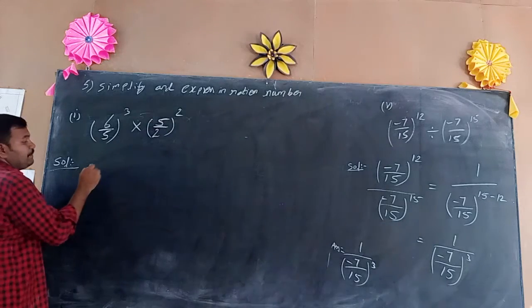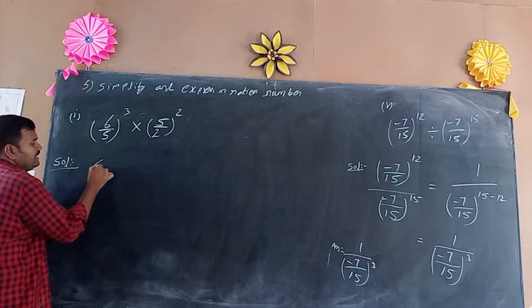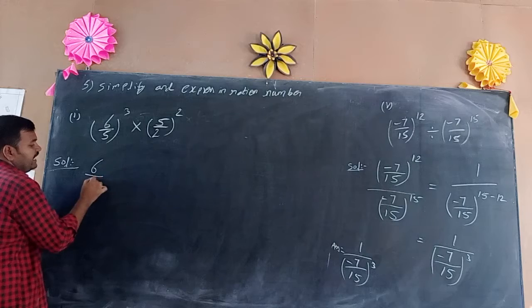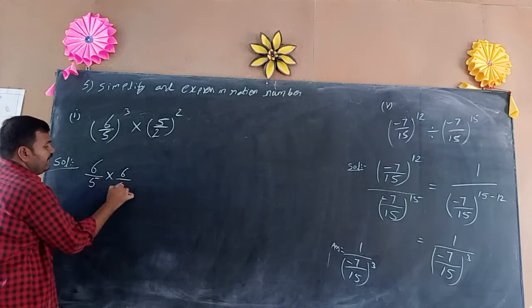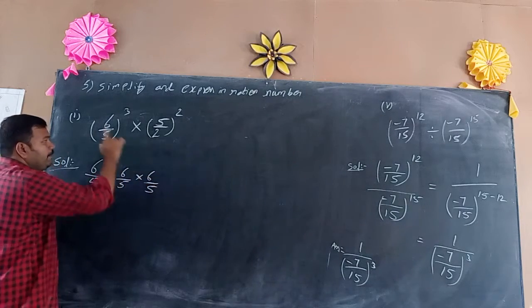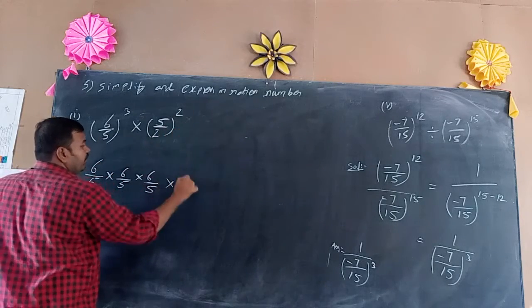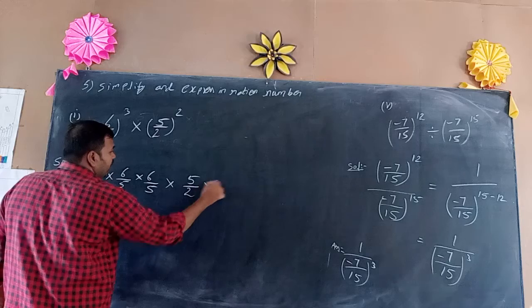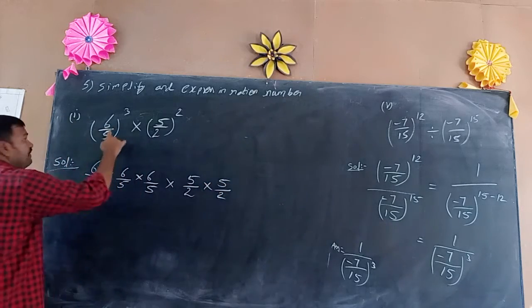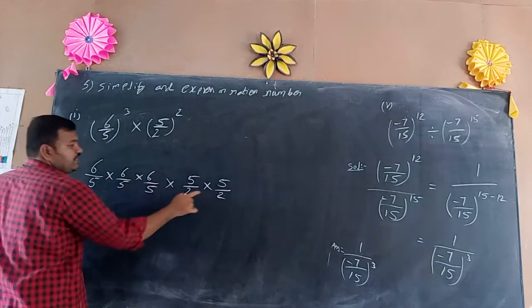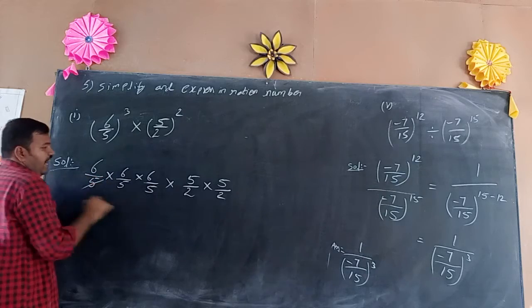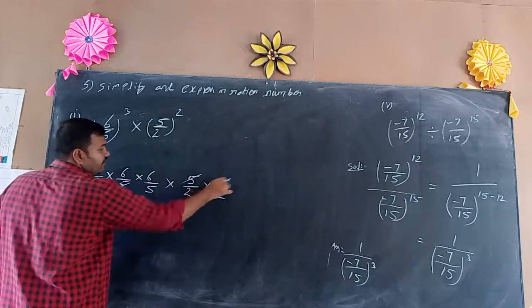What we have to do is the expansion form. What is called expansion form means, 6 by 5 we have to repeat 3 times. 6 by 5 into 6 by 5 into 6 by 5. Here we are not applying any formula because bases are not same. Into 5 by 2 to the power of 2. That 5 by 2 we have to repeat 2 times. The 6 by 5 fraction 3 times, the 5 by 2 fraction 2 times. So cancellation: 5, 5, 5, 5.